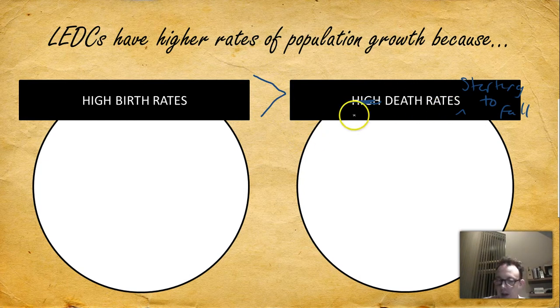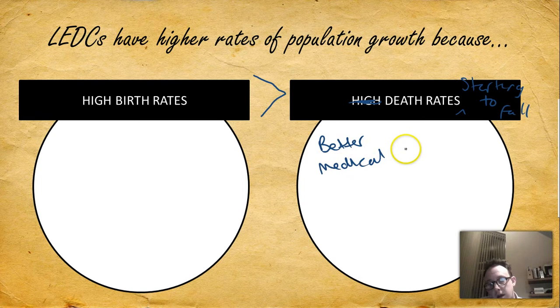We'll focus on the reasons for that first. So why are death rates starting to fall in these poor countries? Well, they're getting better medical care now. So diseases such as cholera, typhoid, malaria and things like that are on the decrease because they've now got drugs available to them. Maybe not in the quantities that they want, but drugs that will help them fight those sorts of diseases.